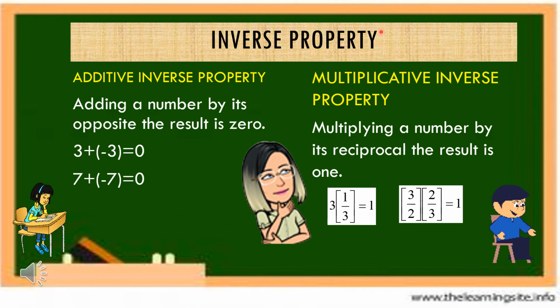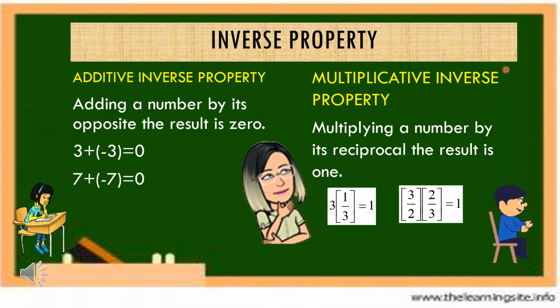We have inverse property. Inverse property is divided into two: additive inverse property and multiplicative inverse property. So, if we add a number by its opposite, what is opposite? If we have 3, the opposite of 3 is negative 3. If we have 7, the opposite of 7 is negative 7. So, if we add a number by its opposite, the result is 0.